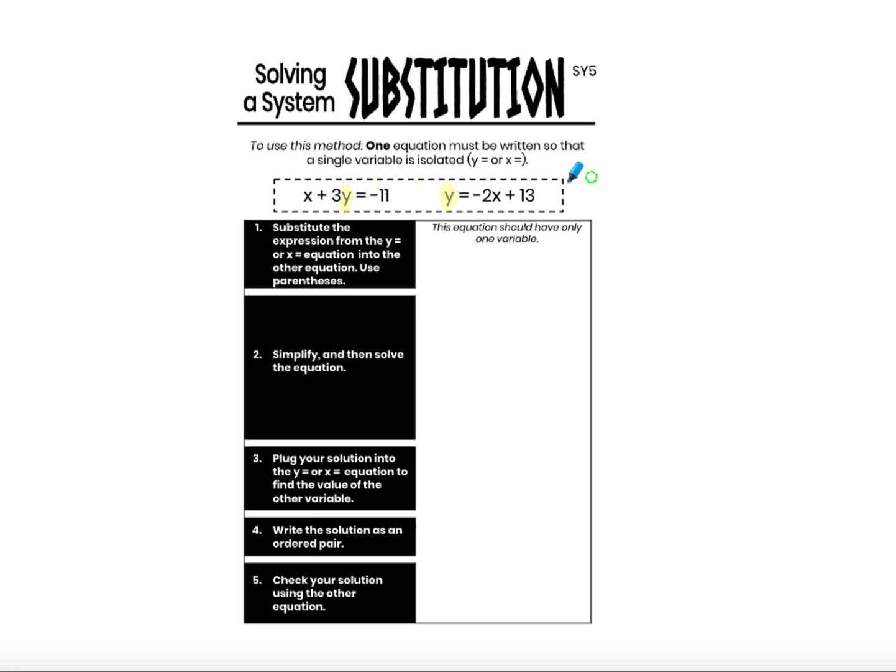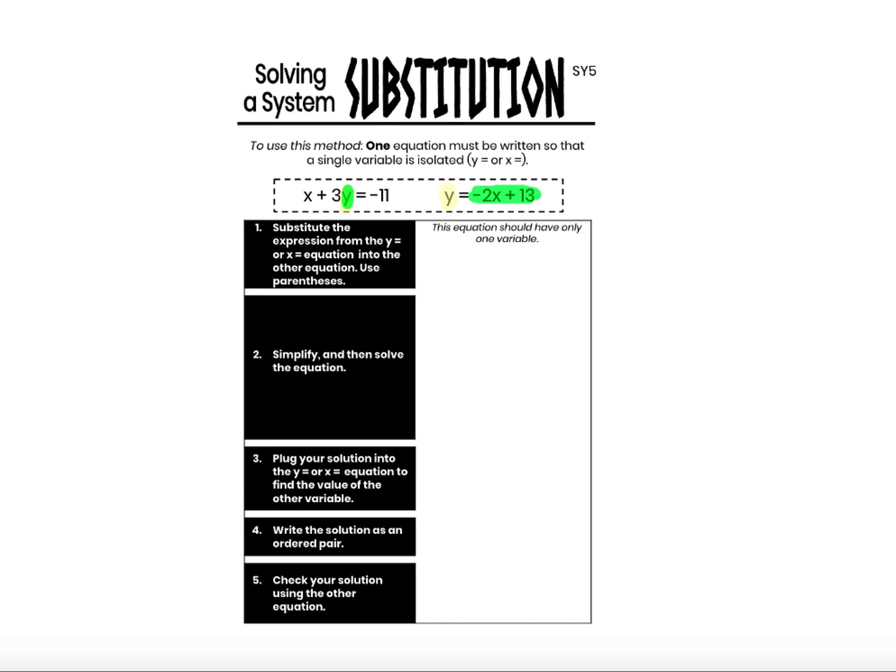I am going to substitute, that's where we get the name, substitute this expression in for y over here. So at the solution, at the intersection point, the x and y, the ordered pair, are the same for both equations. Y is the same, so since y and y are the same, and y equals negative 2x plus 13 at the intersection point, I'm going to substitute that expression in here.